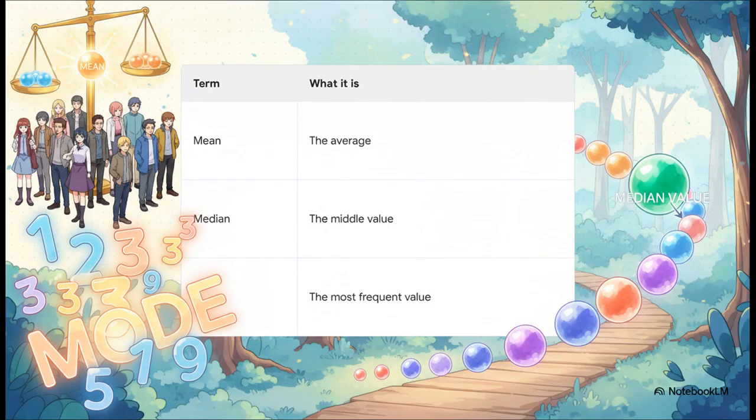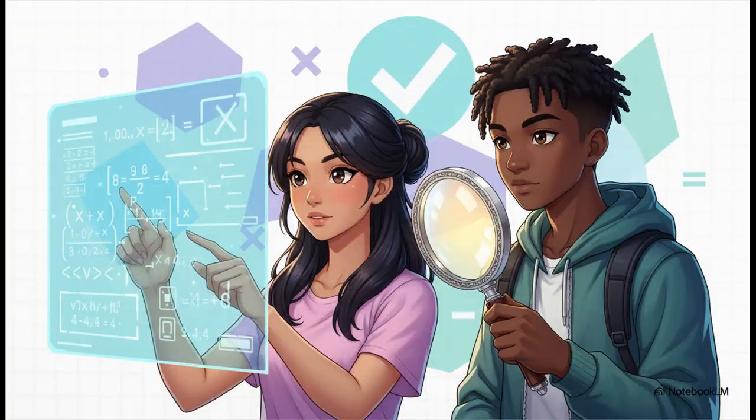Okay, before we check any of the math, let's just make sure we're all on the same page with these terms. The mean, that's just the fancy word for the average. The median, that's the one right smack in the middle of the lineup. And the mode, that's simply the number that shows up the most often. Simple enough, right? Now, let's look back at the notebook's calculation for the mean.